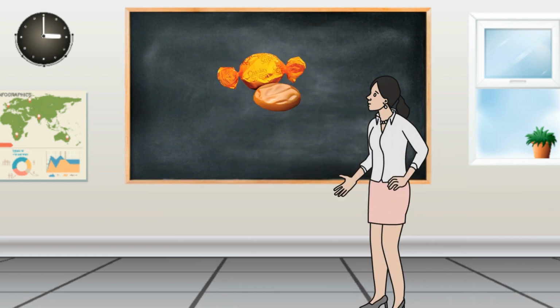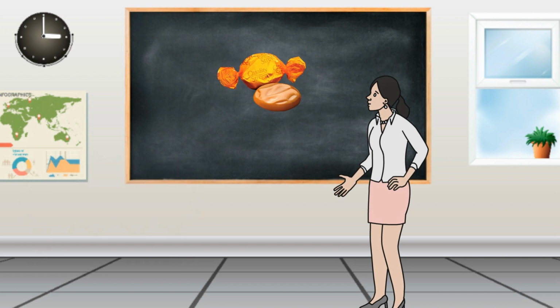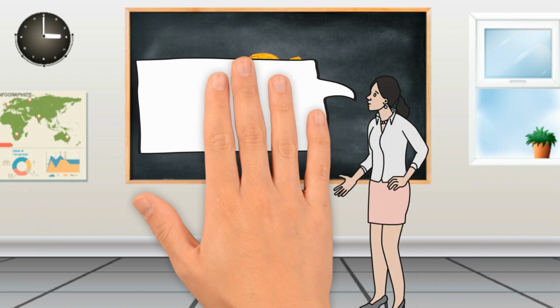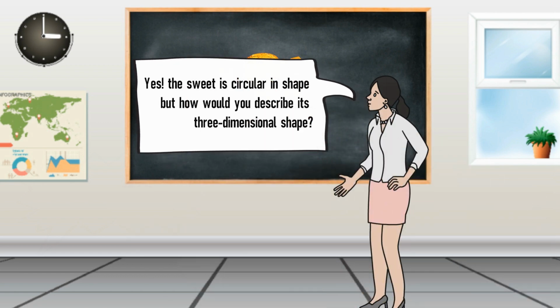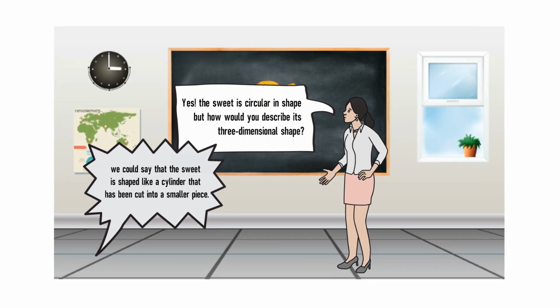Azaria confidently walked to the front of the class and held up the sweet and asked the class to describe its shape. Isaiah shouted out, "It's circular in shape." Azaria laughed and said, "Isaiah, you are not wrong, but let's elaborate on this a bit more. Yes, the sweet is circular in shape, but how would you describe its 3-dimensional shape?" Isaiah responded cheekily and said, "Well, if we are trying to get technical here, we could see that the sweet is shaped like a cylinder that has been cut into a smaller piece. Imagine cutting a Swiss roll into a smaller piece, for example."